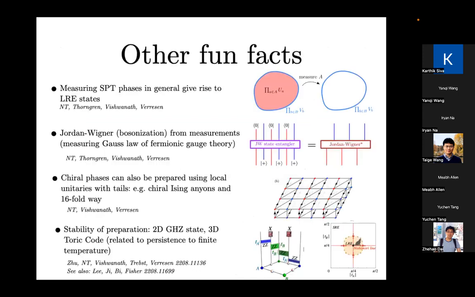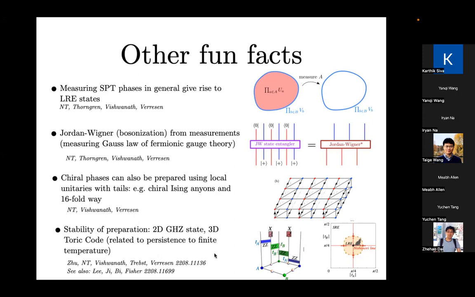Other fun facts that I didn't have a chance to tell you about: you can, for example, show that not just measuring fixed point phases, anywhere in the phase should give you long range entanglement in general. You can generalize Kramers-Wannier to Jordan-Wigner. If you have fermions, you're basically just measuring a Gauss law for a fermion. And you can even prepare chiral phases such as Ising anyons. The trick is, well, you have measurement, right? Prepare the double Ising model. Turns out you can do that by gauging abelian stuff. Then now you have two copies, just measure one, the lower layer, right? And now you have something chiral that usually cannot be prepared.